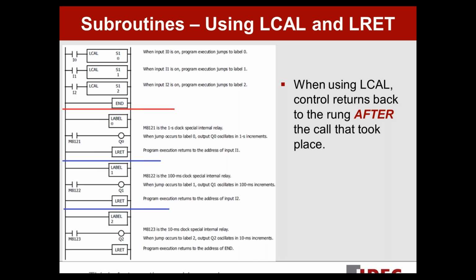If input 0 is on, we execute subroutine 0, we bounce back, control gets sent back to the rung that starts with input 1. We would then jump down and execute subroutine 1, execute the code, we hit the label return, control gets bounced back to the rung after that, which would be the rung that starts with input 2. Input 2 calls subroutine 2, so we jump down to label 2, we execute that code, we hit the label return, and then we bounce back up to the rung that's after input 2, which is the end of the program. So it starts back up at the top. So that's the difference between using label jumps and label calls.